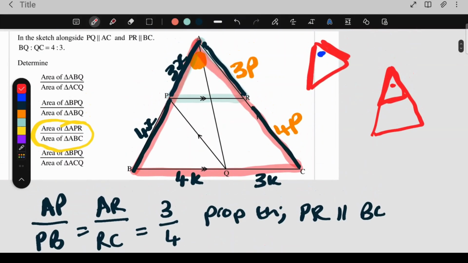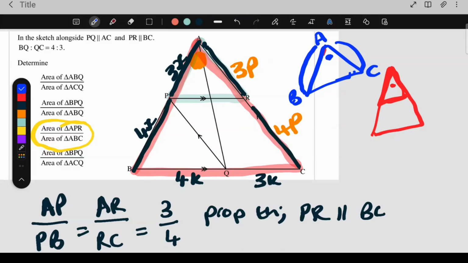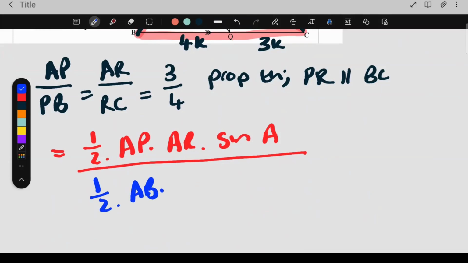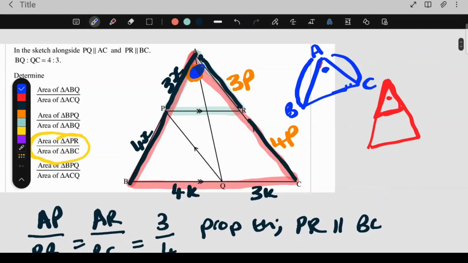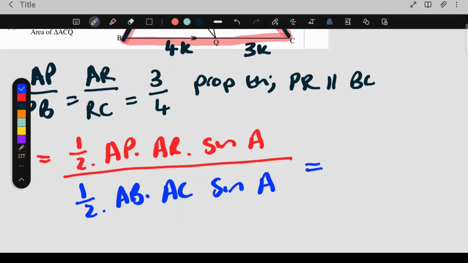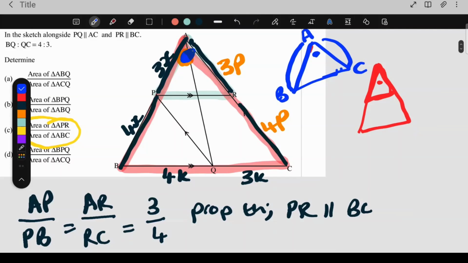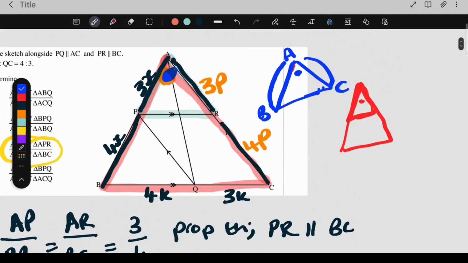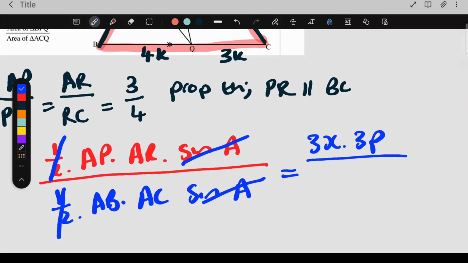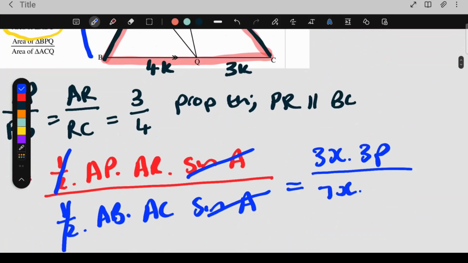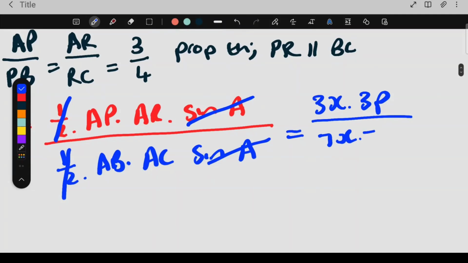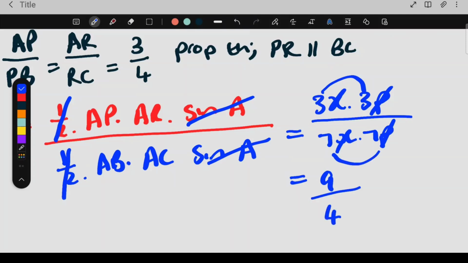Over. I'm going to do the same for the big triangle. For the big triangle, it's this whole side. This is A and this is B. And this is C and this is the included angle. It's AB times AC. So it's a half AB times AC times the sine of the included angle. Let's see what can cancel. This and this, this and this. I have an AP and an AR. AP is 3x. I'm going to write that in times. AR is 3P over. The whole of AB is 7x. And this whole AC is 7P. And now let's simplify. This and this will cancel. 3 times 3 is 9. 7 times 7 is 49. And then you have the answer.